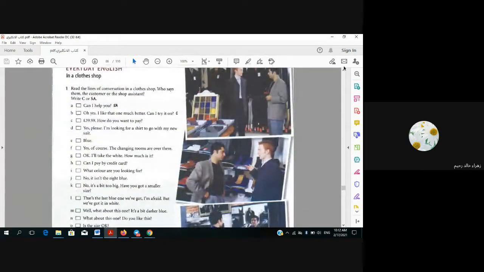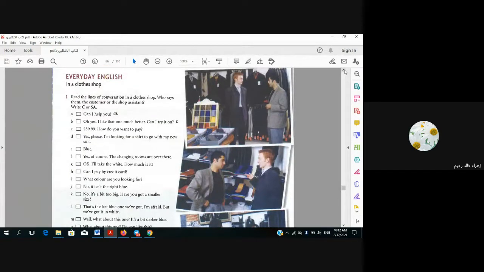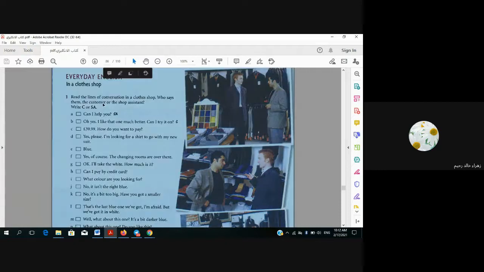Imagine yourself you are in a clothes shop. Read the lines of conversation in a clothes shop. Who says them, the customer or the shop assistant? Write C for customer and SA for shop assistant.